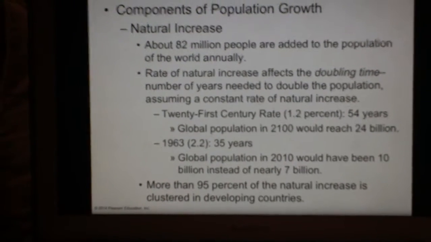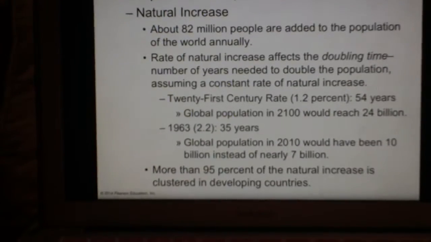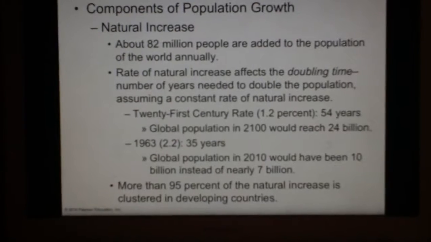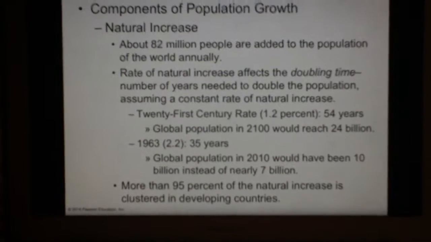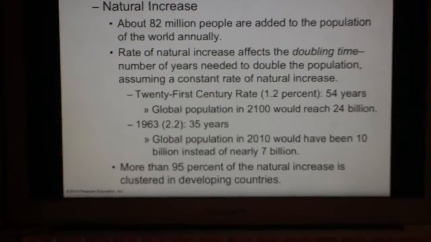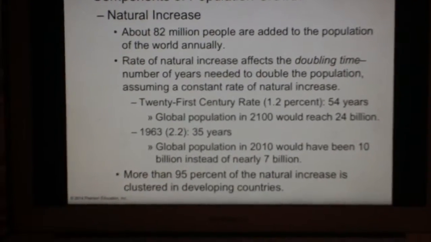In 1963, the rate was 2.2, and it took 35 years for the population to double. So the global population in 2010 would have been 10 billion instead of 7 billion. Obviously what that tells us is population growth has slowed down a bit.